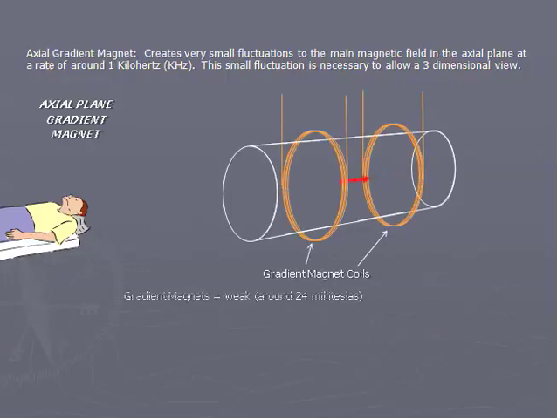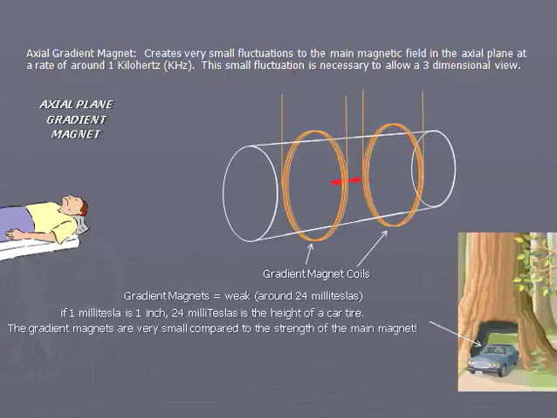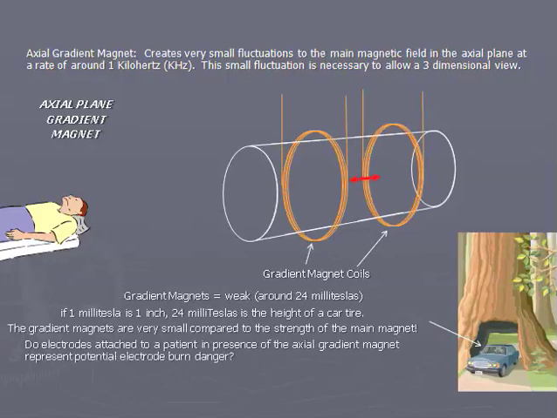The axial gradient magnet is very weak, approximately 24 milliteslas. If 1 millitesla is 1 inch, 24 milliteslas is the height of a car tire. Remember that the main magnet would be the height of a giant redwood tree. The gradient magnets are very small compared to the strength of the main magnet.